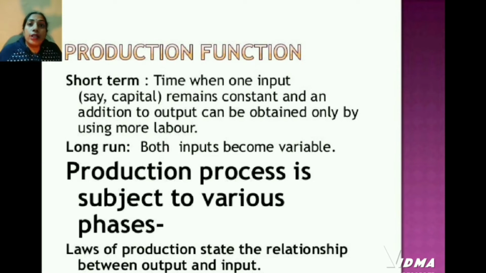In the long run, all the factors are considered to be variable. Either land, labor, capital, machinery, tool, everything is variable in a long run. Production process is subjected to the various phases. The production process goes through the various processes. The law of production states the relationship between the output and the input.